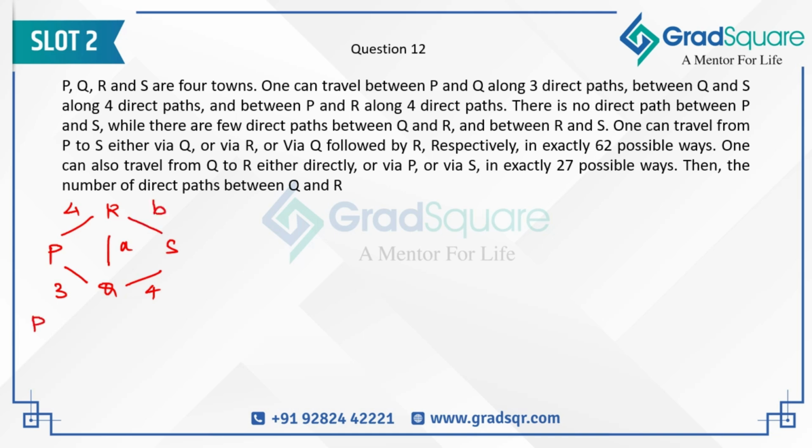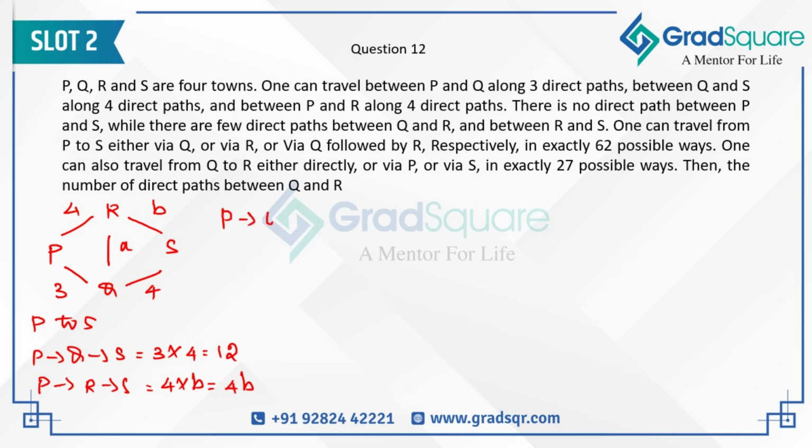Now first, moving from P to S, it is done in what all ways? From P to Q, then from Q to S, which is equal to 3 into 4, which will give me 12. Or I can also travel from P to R, then to S, which is going to be 4 into B, which will give me 4B. Or else from P to Q followed by R and then to S, which is going to be 3 into A into B, which is 3AB. And all the total ways when summed up should be equal to, according to the question, 62. Let me take this as the first equation.